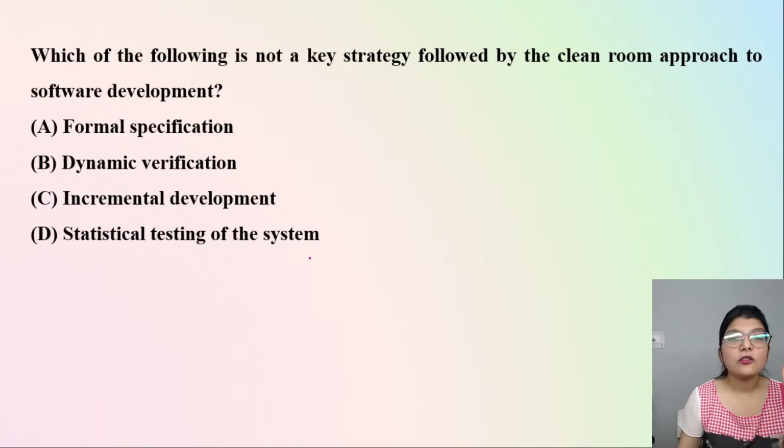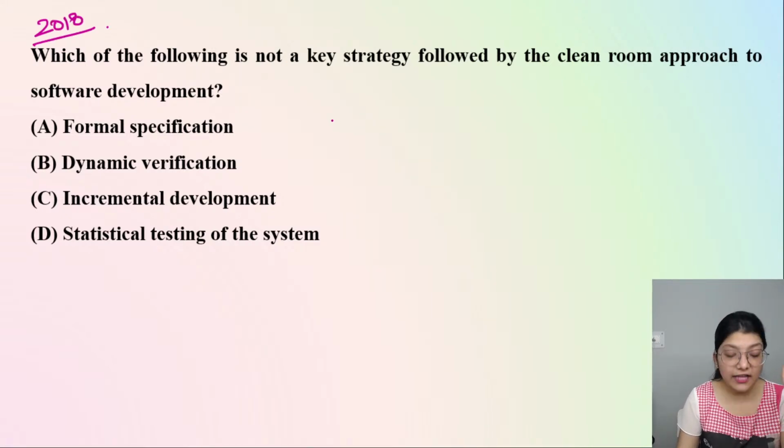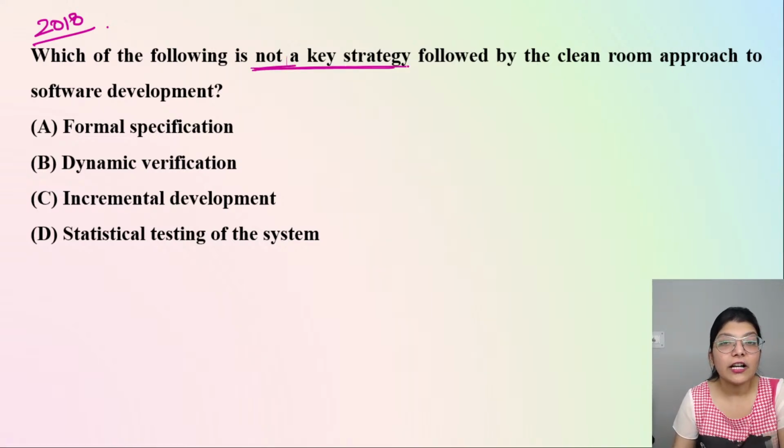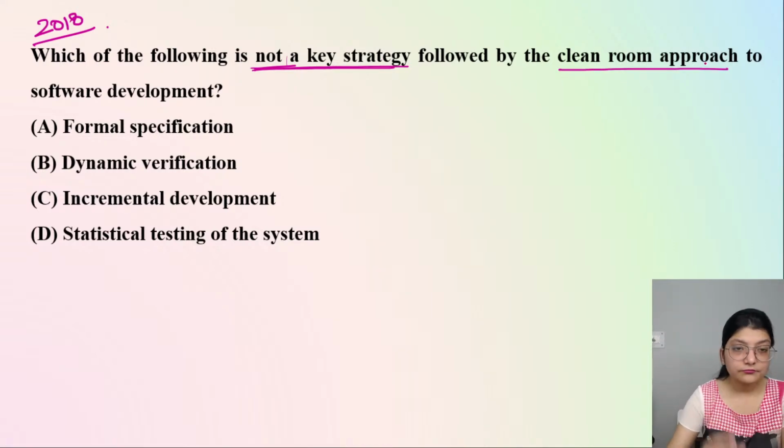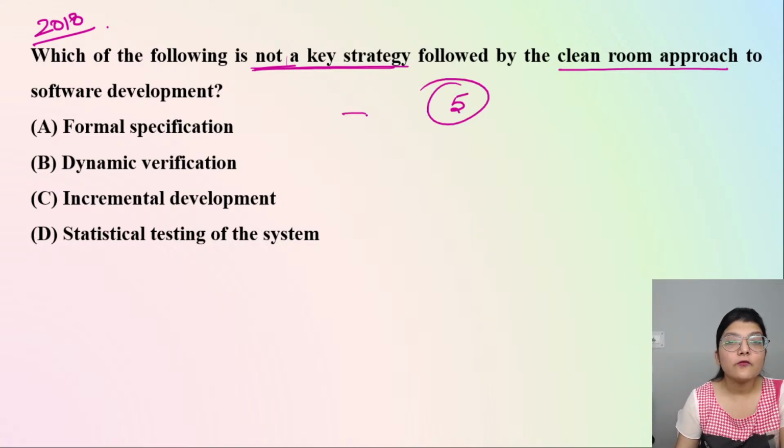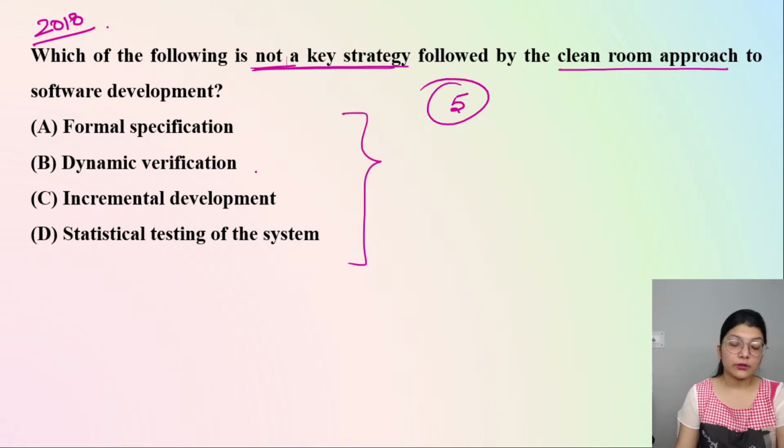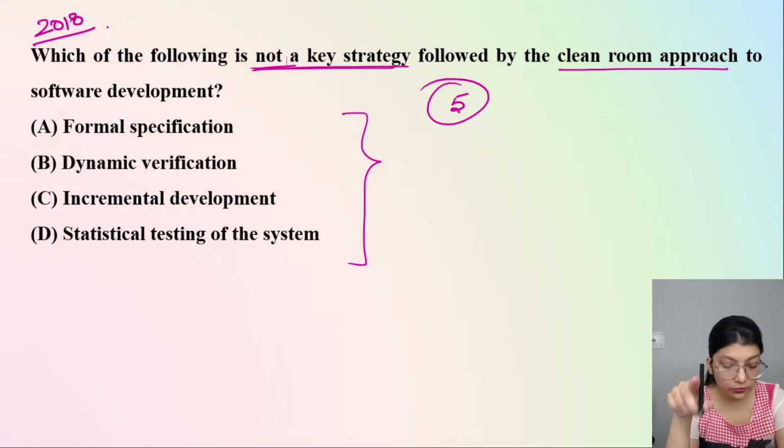So now this was a question that was asked, I think in 2018. And see, if you have the knowledge that we have just discussed, it is so easy for you to do. They're asking which of the following is not a key strategy of the clean room approach. So what do you think is the answer, everyone? Just now we have discussed 5 points. In those 5 points, which of the following was not there? They are asking this much only. So if you go through this PDF which I will be giving you by tomorrow, I think, you will be able to know what the answer for this question is.